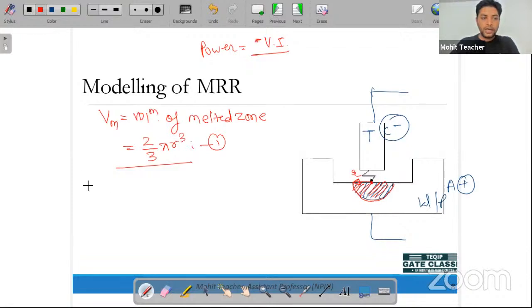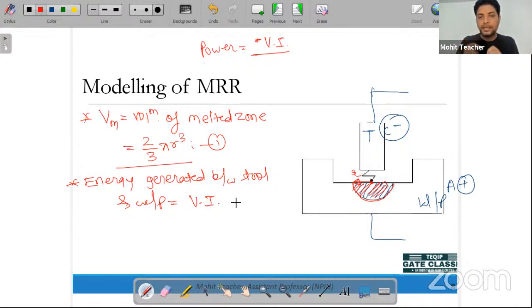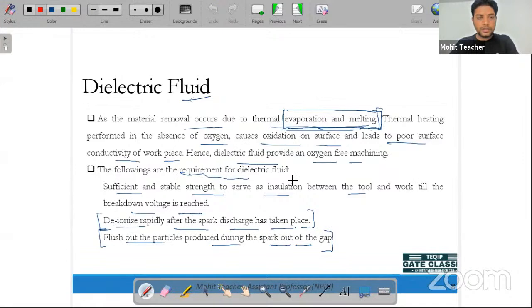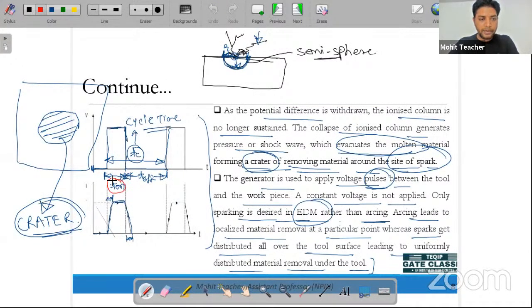Now, if I want the energy generated between the tool and workpiece, that will be equal to power, V into I, times how much time we are supplying this current, when the timing is on. Okay, only at that time we are supplying this current. When the timing is off, we are not supplying the current. It means for the spark we just consider this T on only.